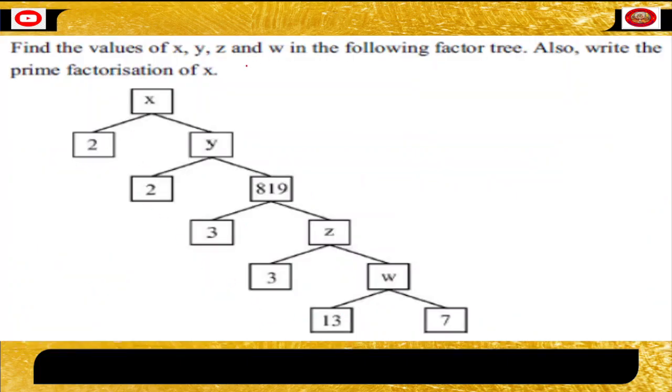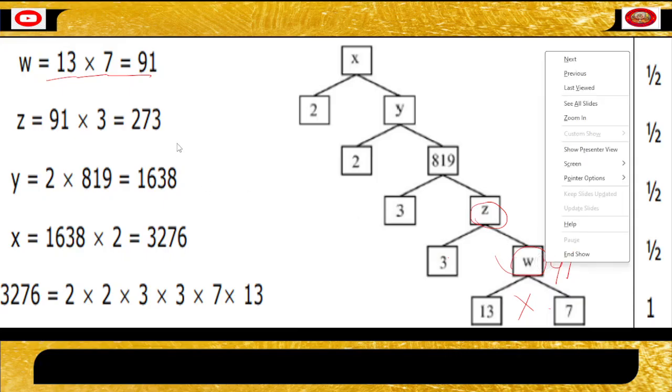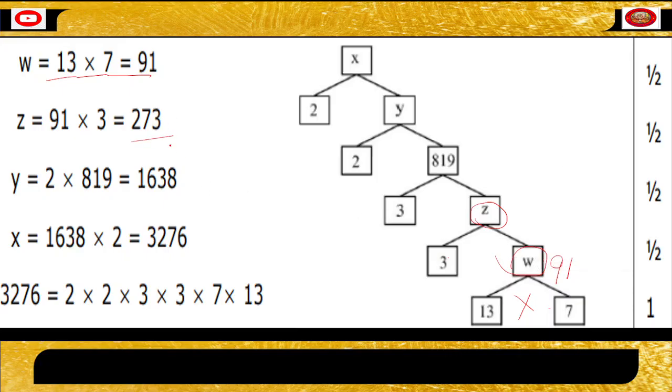Find the value of x, y, z and w in the following factor tree. Also write the prime factorization of x. They ask the value of w. The value of w should be 13 into 7. 13 7s are 91. The value of w is 91. W is equal to 13 into 7 is equal to 91. Next, they ask the value of z. The value of z should be 3 into w. That means 3 into 91. 3 into 91 is 273 is the answer.